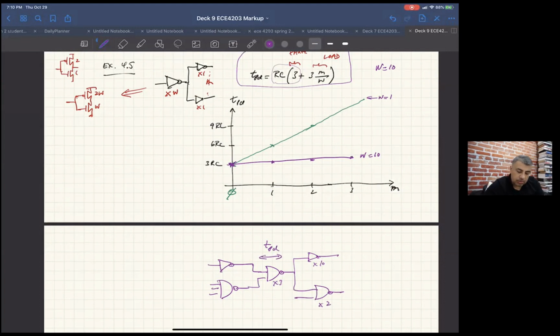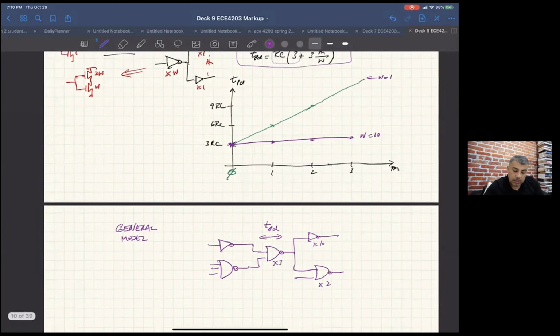So the upshot is we want a more general model of delay. So what do we do here? What are the different components? Well, one thing is we're driving not just M identical gates; in the general case, we're usually driving different types of gates. And we're not just an inverter driving something like ourselves.